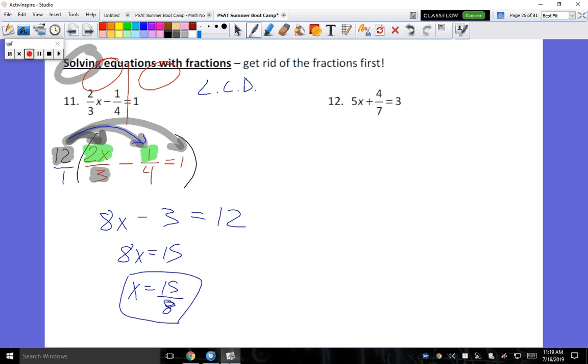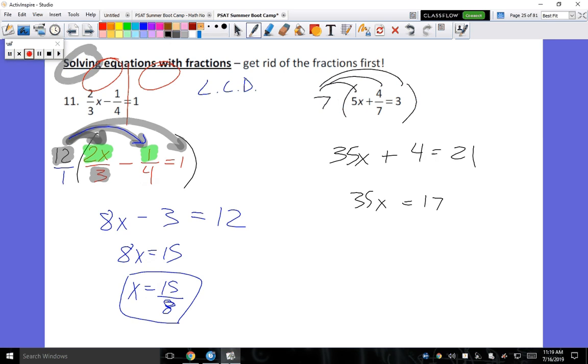Let's come over here. What can we multiply all of this equation by so we get rid of all denominators? 7. LCD. The first one becomes 35x. The second one becomes, and the last one becomes 21. So when I subtract the 4, I get 17, and I get 17/35.